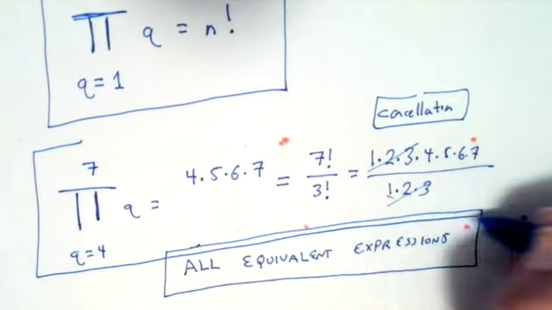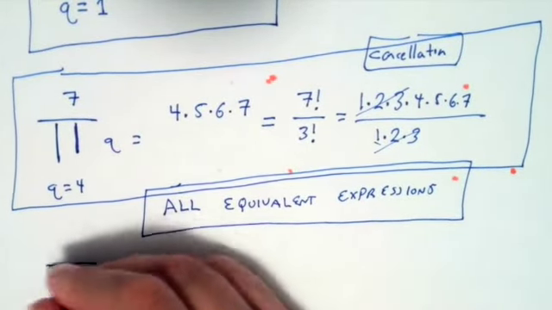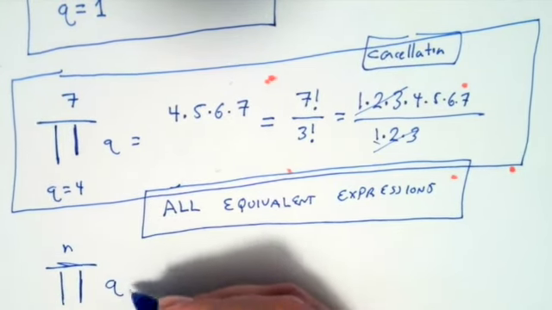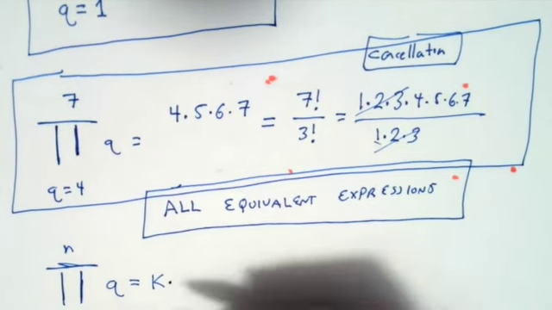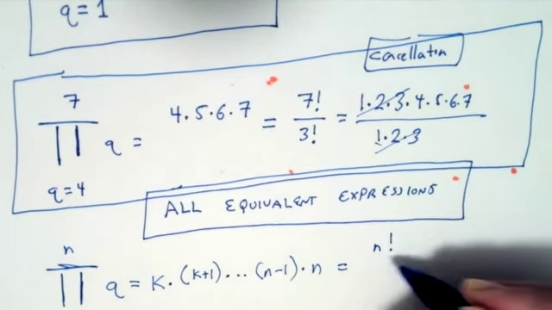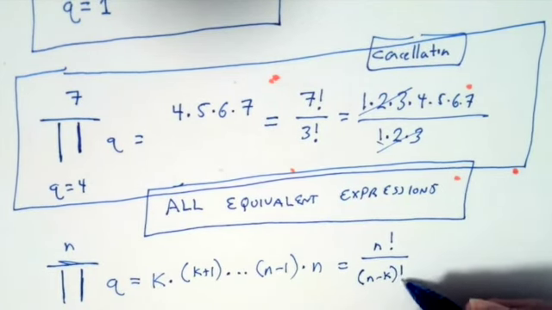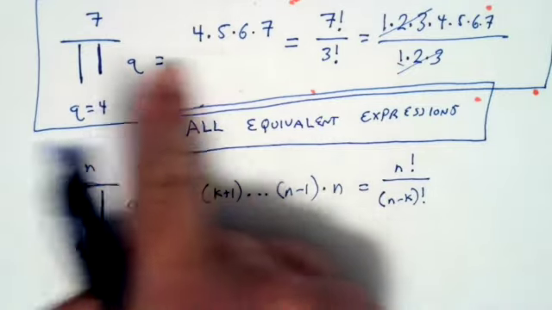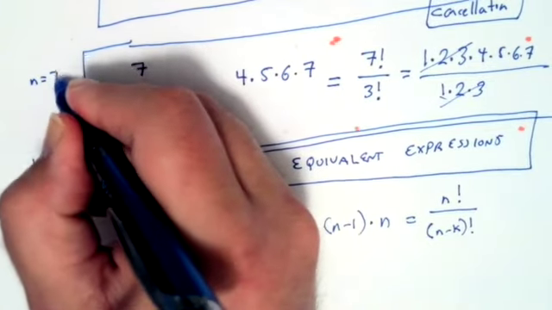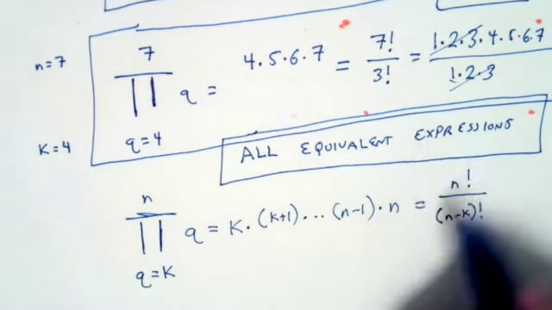So in general, what if I didn't have 4 and 7? What if I had the product from q equals k to n of q? So I'm going to have k terms. That's the same as n factorial over n minus k factorial. Let's do a reality check with the numbers we had up here. So up here we had k equals 4 and n equals 7. So 7 minus 4 would have been 3. So it matches up there.